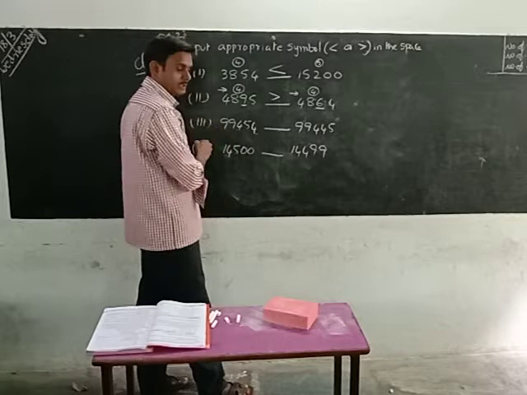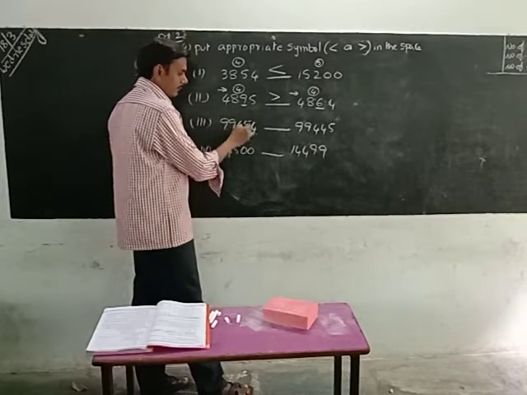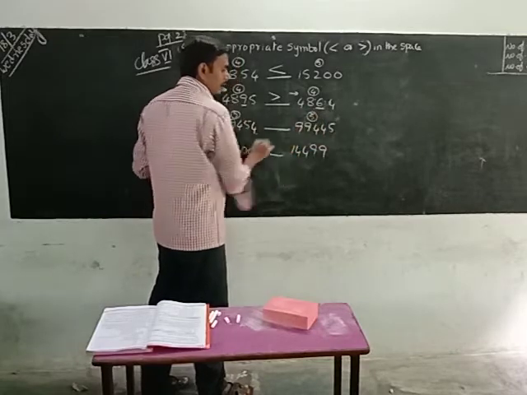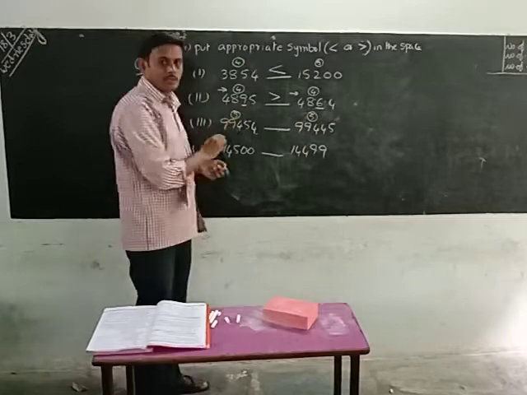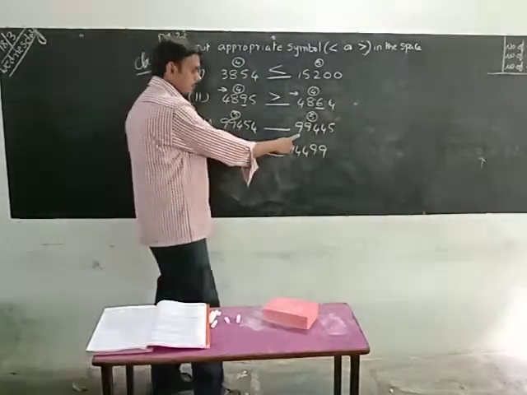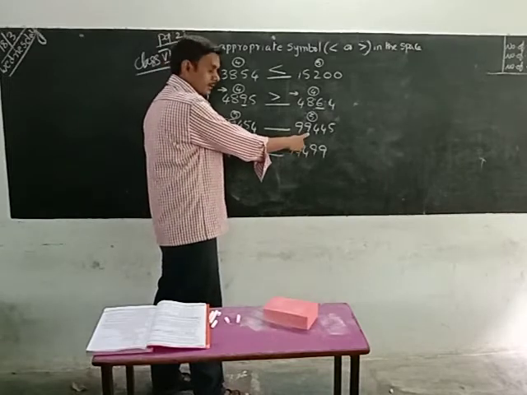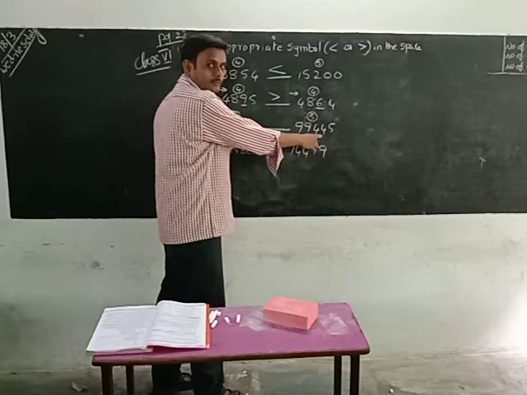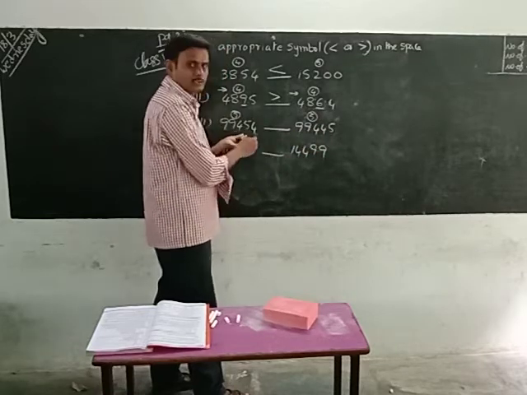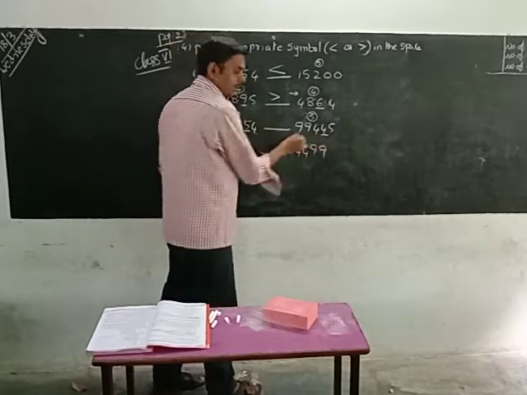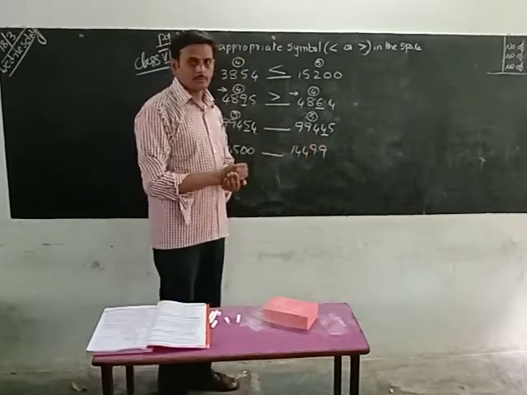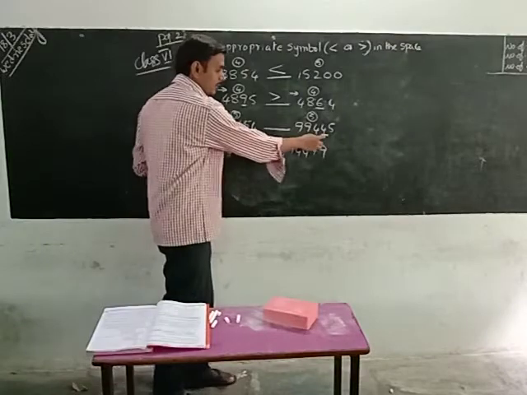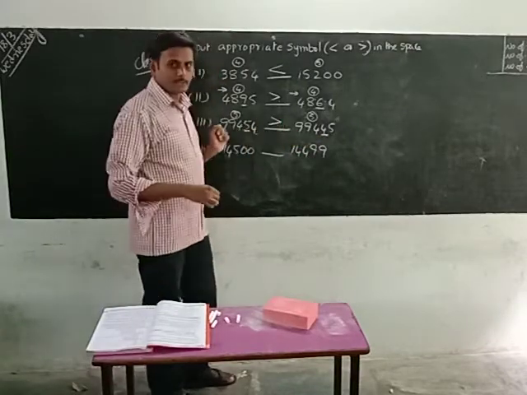Now we can go for the next one. How many digits are here? 1, 2, 3, 4, 5. 5 digits. And here? 1, 2, 3, 4, 5. Both have an equal number of digits, so we compare the first digit: 9, 9, same. Next digit, 4, 4. Next digit, 5, 4. Both are different. Up to now we are getting the same digits, but here 5 and 4 are different digits, so we can decide which is smaller and which is bigger. 5 is greater compared to 4. So this is the bigger, so we write the greater than symbol.